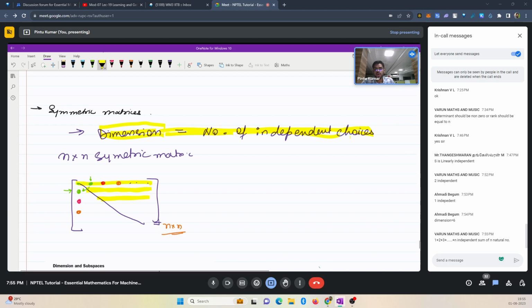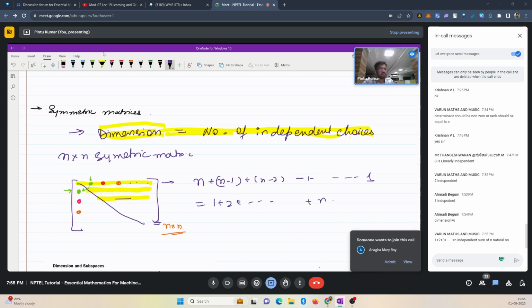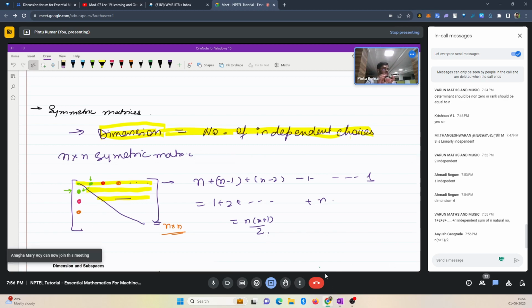So how many choices do you have for the first row? You have n choices that you can make for the first row. For the second row, you can make n minus 1. For the third one, you can make n minus 2, and so on till 1. So this is 1 plus 2 plus up to n. What is the sum of the first n natural numbers? I think it is n times n plus 1 by 2. I'm not sure about this actually, but it should be n(n+1)/2. Yeah, so this is how you actually obtain the dimension of a subspace, right?